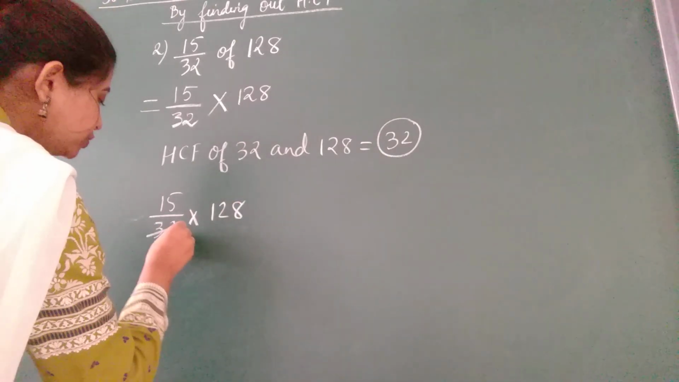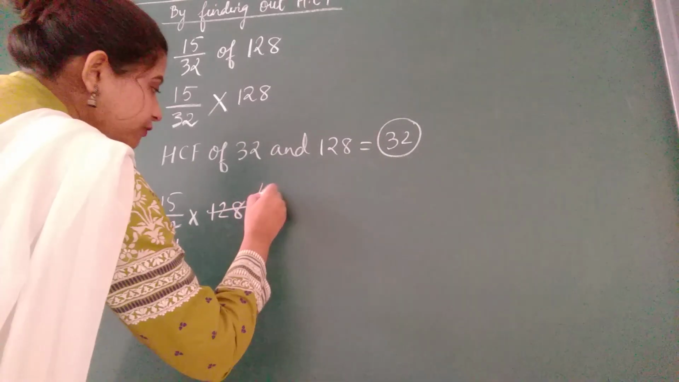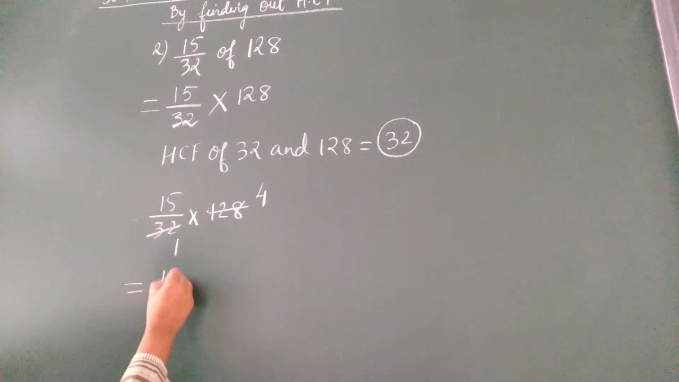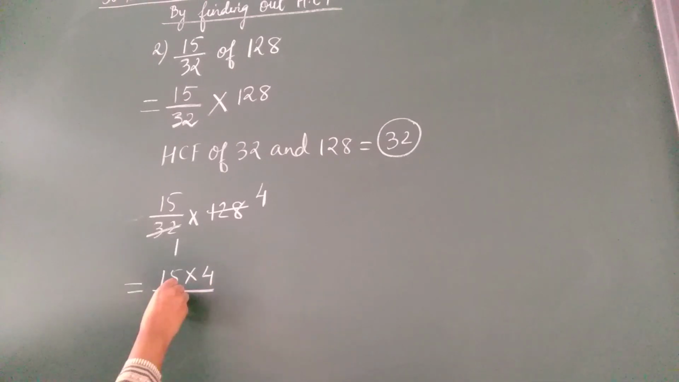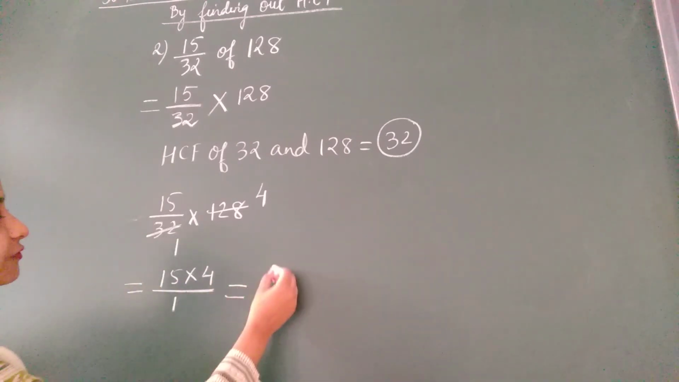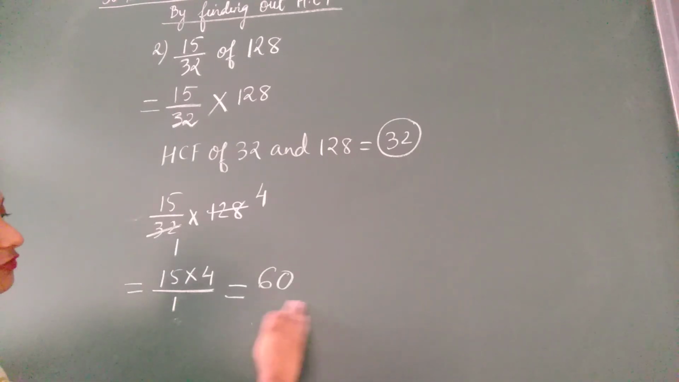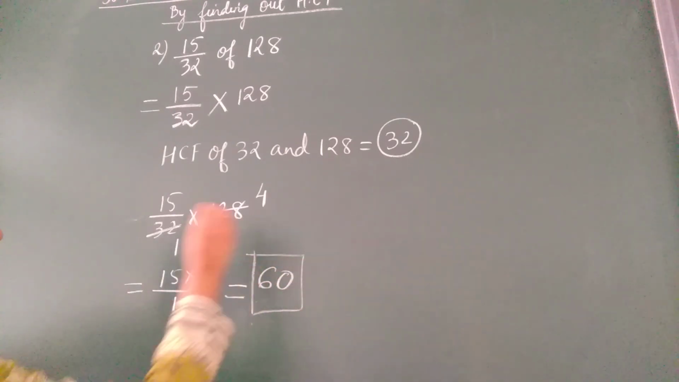We will cancel out. 32 ones are 32. 32 fours are 128. So we can write down 15 into 4 by 1. 15 into 4 is 60. Here the denominator is 1. So we don't have to write anything. This is the answer.